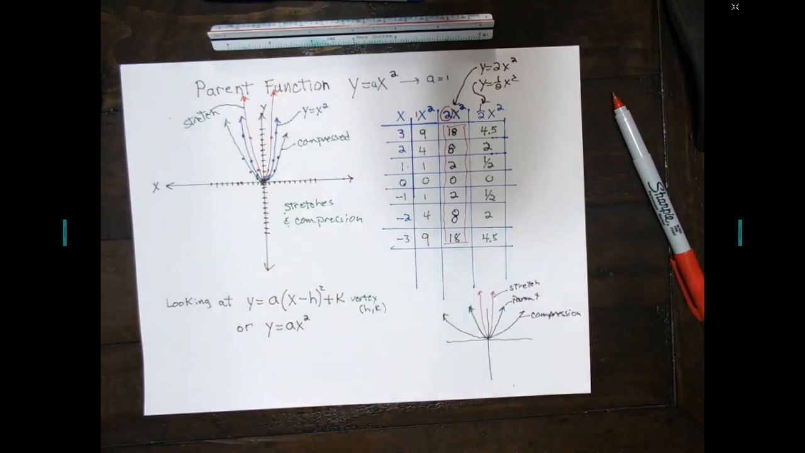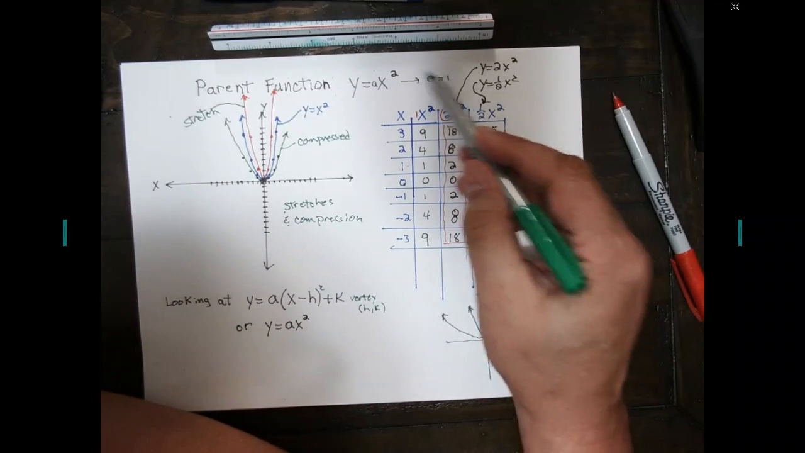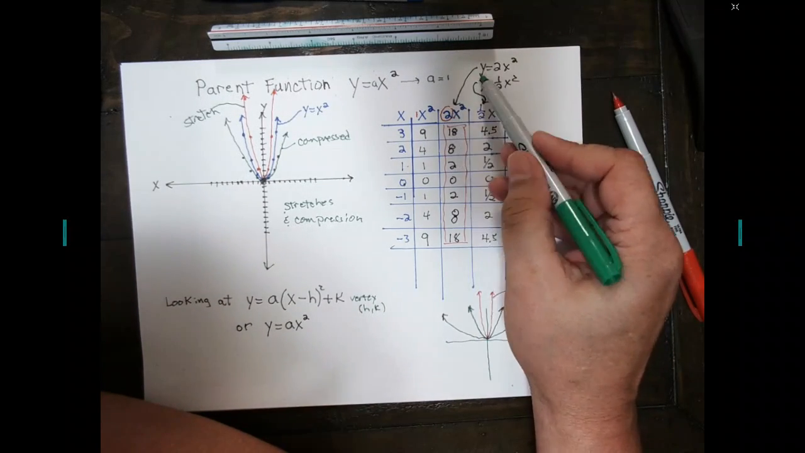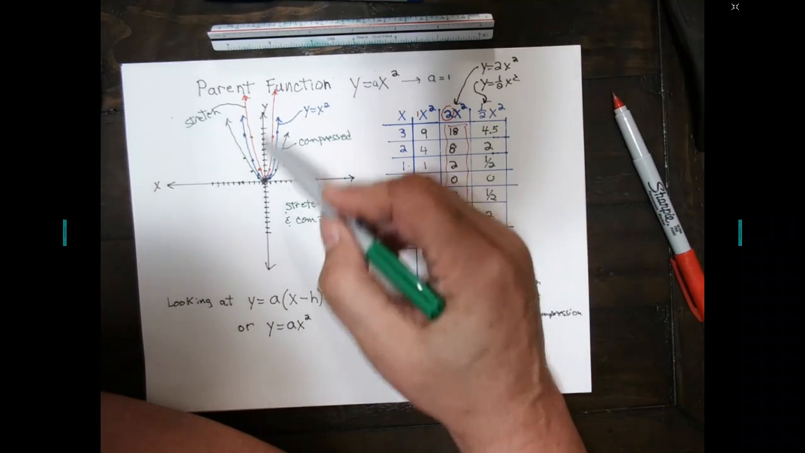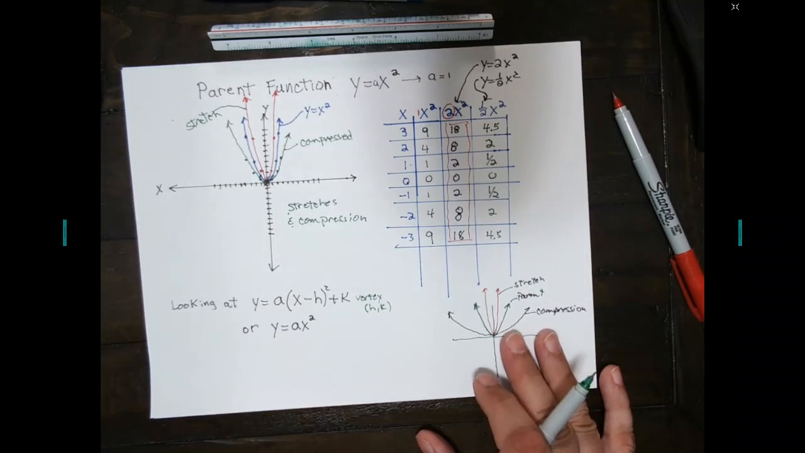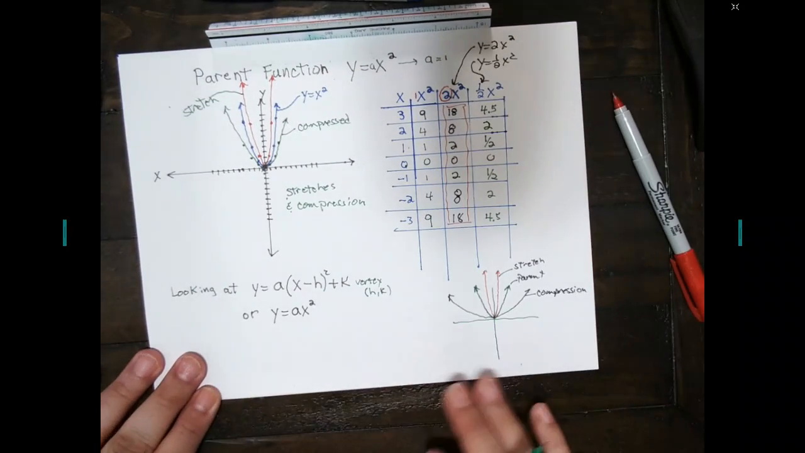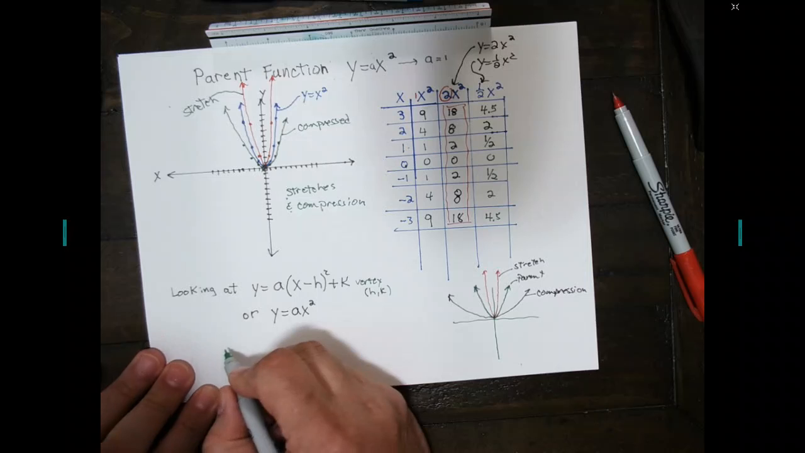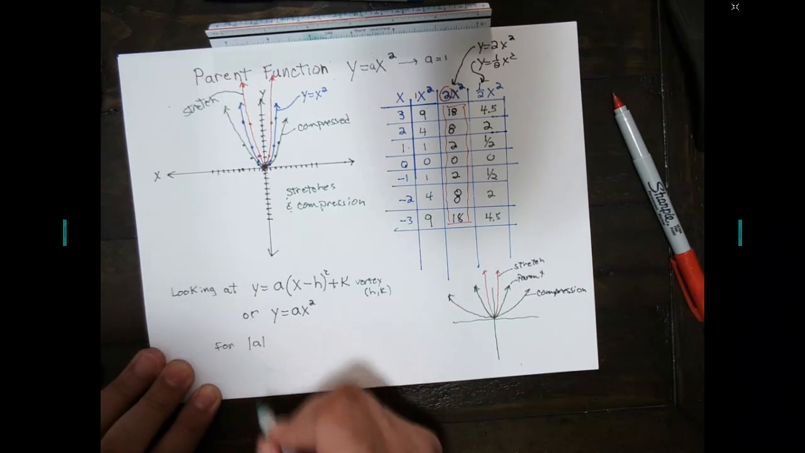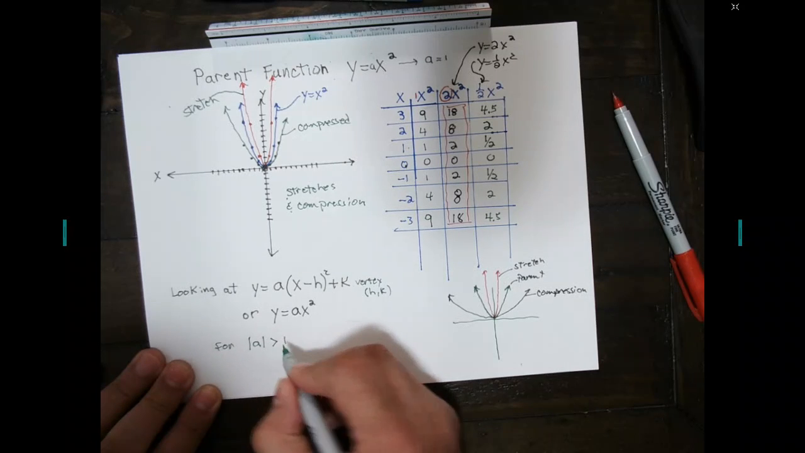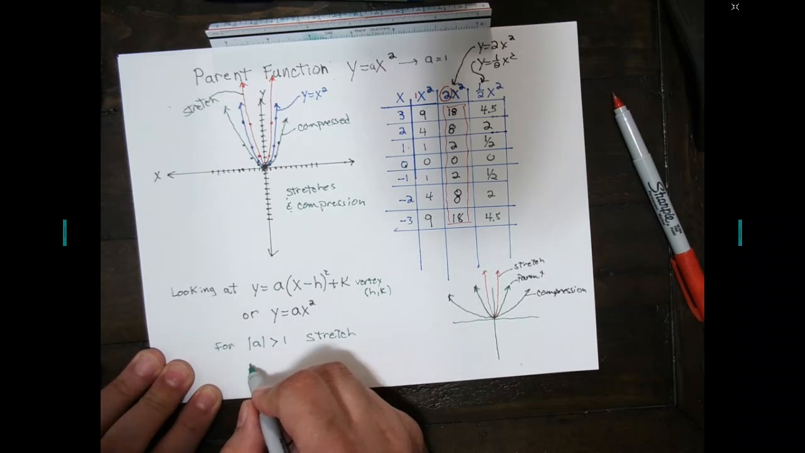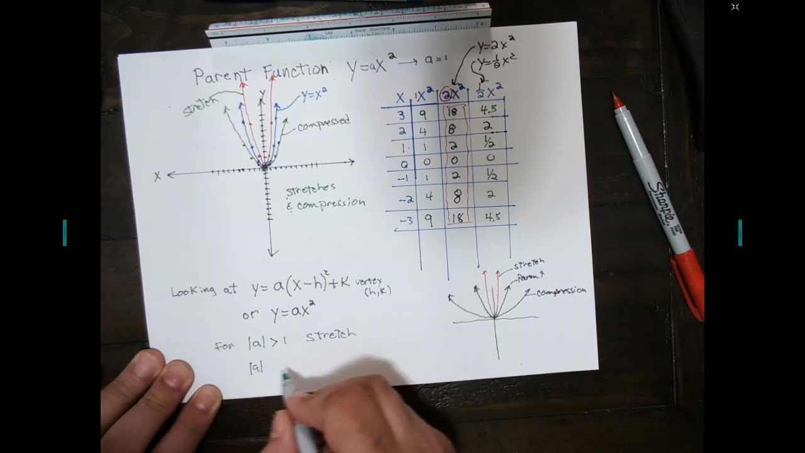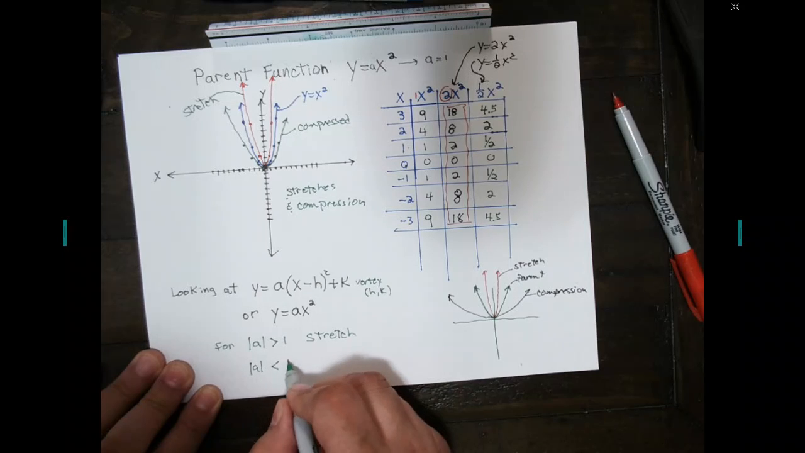So you can see, if you figured this out already, if you multiply by a number bigger than 1, it stretches it. And if you multiply by a number smaller than 1, it compresses it. So here are the rules. We just stated it, but let's say it again. For a, the absolute value of a greater than 1, we have a stretch. For the absolute value of a less than 1, we have a compression.